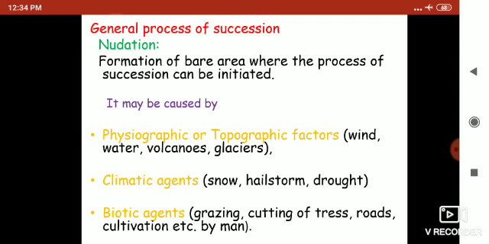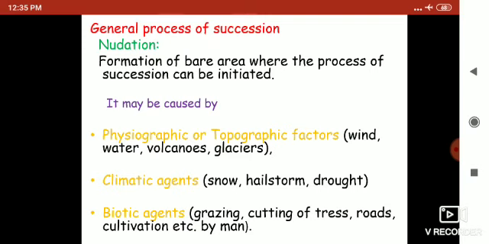First of all, nudation. Nudation simply means the formation of a bare area so that the process of ecological succession can be initiated. Nudation means you are creating a bare, naked area where you do not have any plant species or animal species, and it is caused by different factors, physiographic or topographic factors, which include strong winds, floods, where a lot of water is coming and depriving the area of its vegetation, and volcanoes, where lava is erupting, which leads to loss of biodiversity.